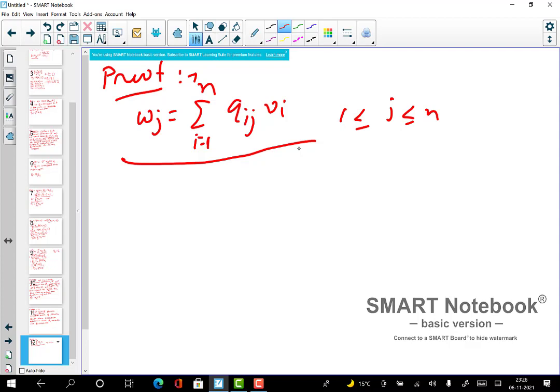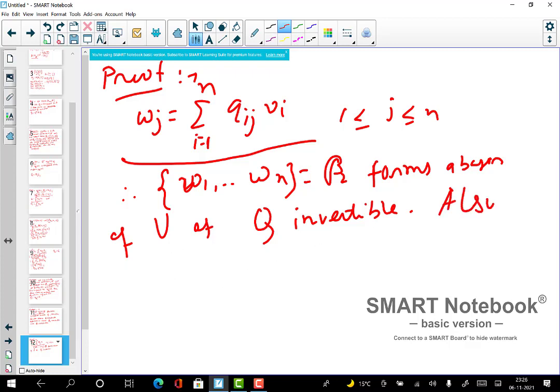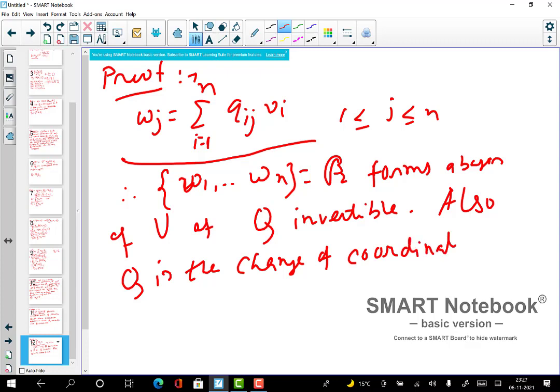Now Q is invertible, it is given already, right? So that tells you that W1, W2, ..., Wn, which is my basis, forms a basis of V as Q is invertible. If Q is invertible, then it sends one basis to another basis. Invertible means this linear map is injective and surjective, so it is an isomorphism. So this is the basis, and also Q is the change of basis matrix, the change of coordinate matrix. Okay, this is clear.